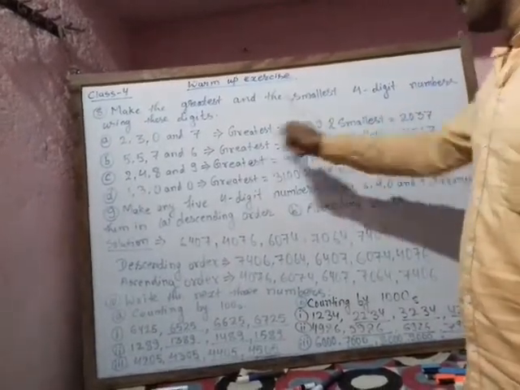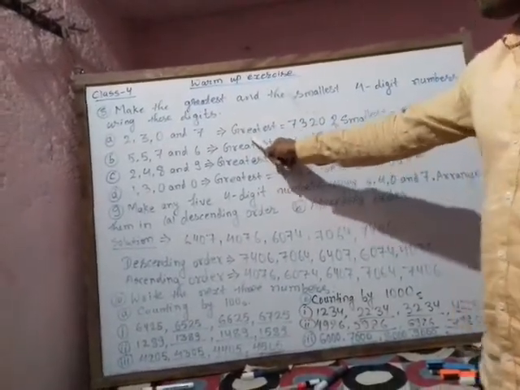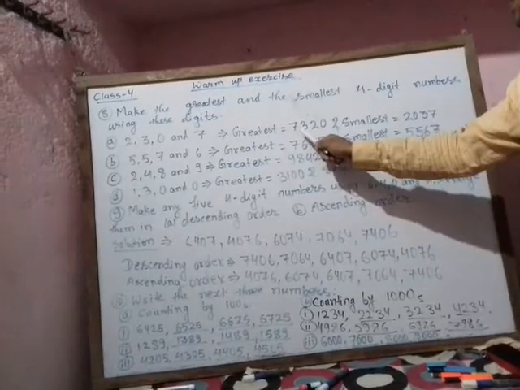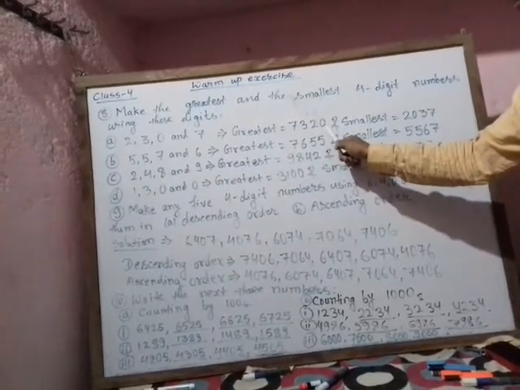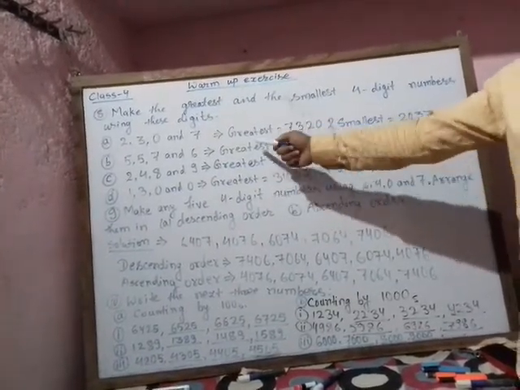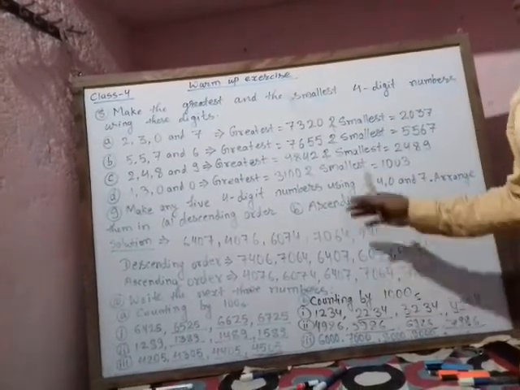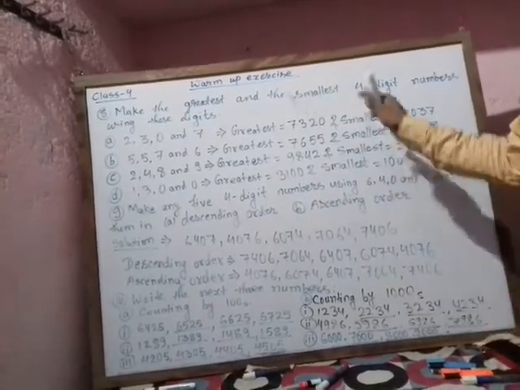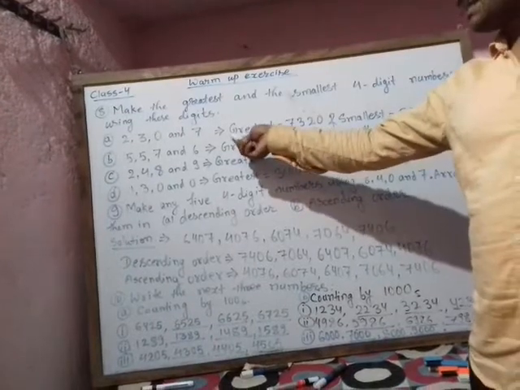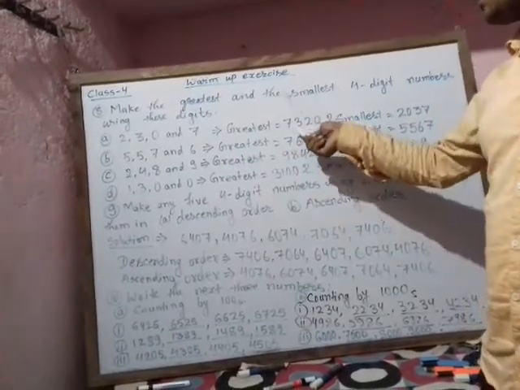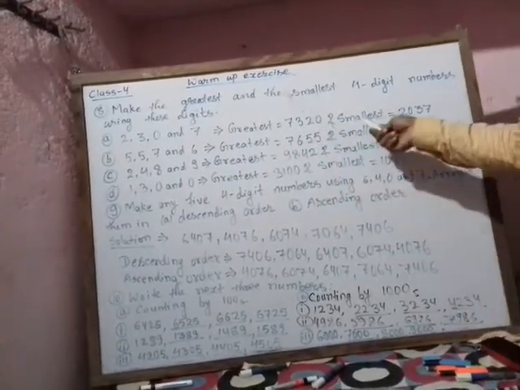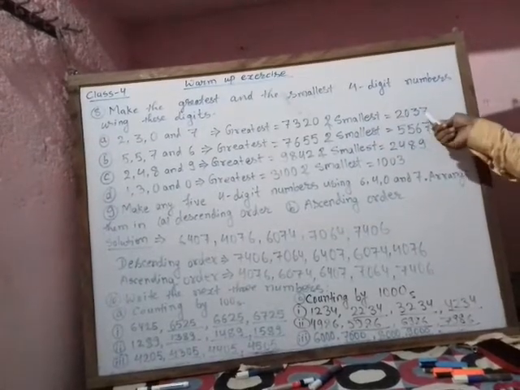This is the answer. I have written greatest is equal to 7320. For your betterment, you can even write just "greatest" to adjust more questions on one board. I have just written "greatest". Greatest is 7320 and smallest is 2037.